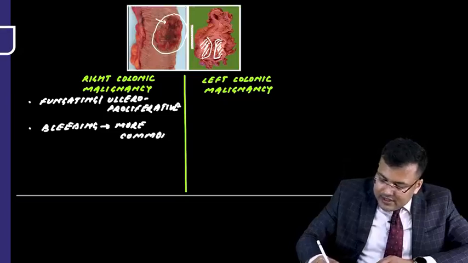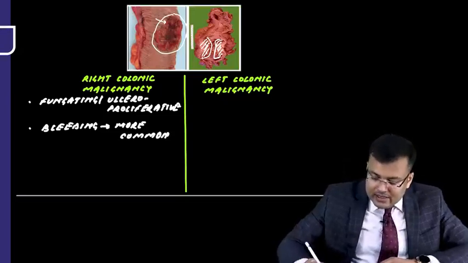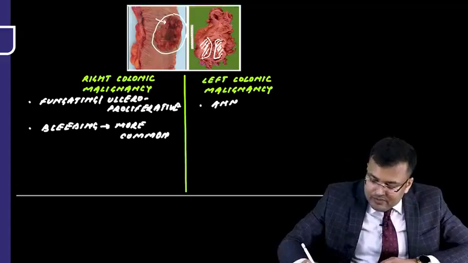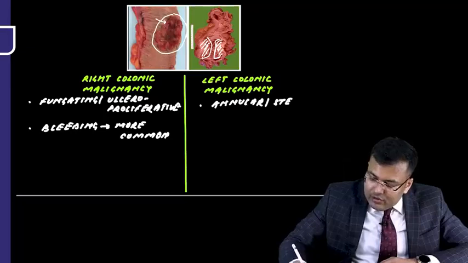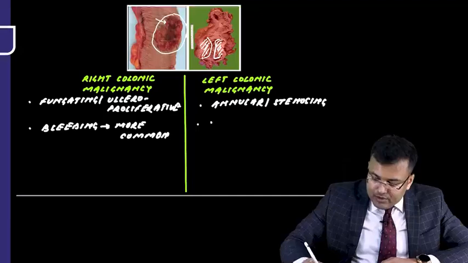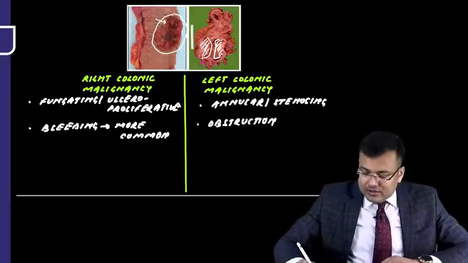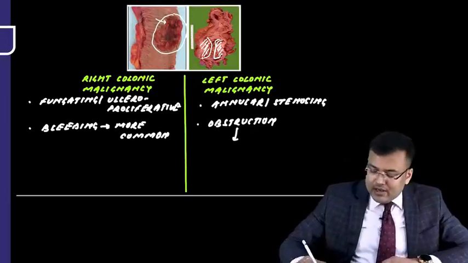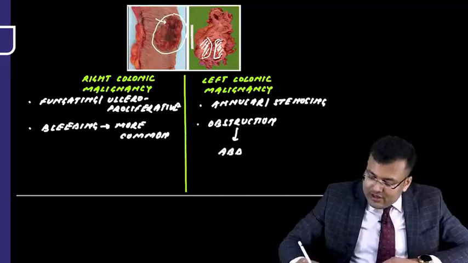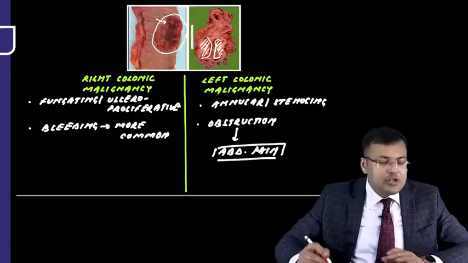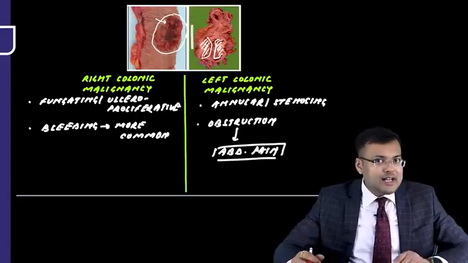What kind of growth is there in left colonic malignancy? Here, there is annular or stenosing growth. So in left colonic malignancy, what is more common? Here, obstruction is more common. And you know that obstruction manifests as, what is the most common symptom? Abdominal pain. So we already discussed overall most common symptom is abdominal pain. Why? Because malignancy is more common on the left side.